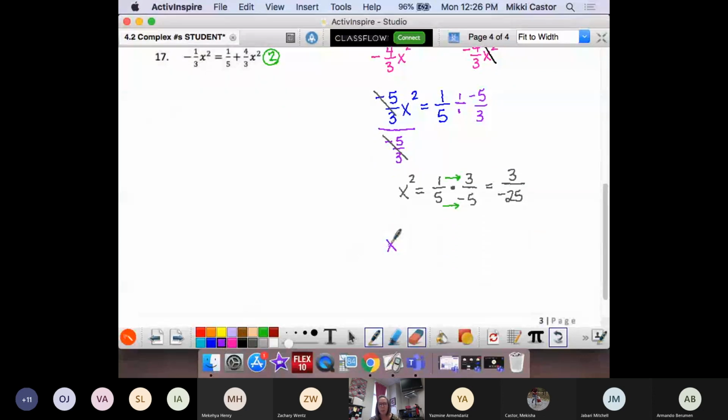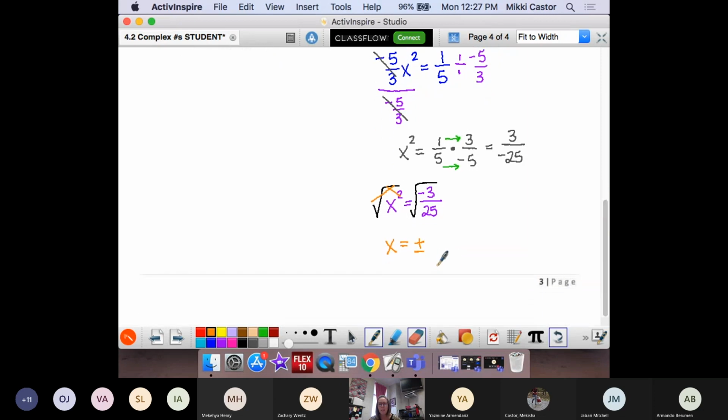So what I have is x squared equals -3/25. You can put the negative on top or on bottom or out in front. I tend to just put my negative on the top when the fraction is negative. I just put the negative on the top. So now that our square is isolated, we're going to take the square root. So square root here, square root here. Over here, the square and the square root cancel each other out, and I'm just left with x equals, got to put our plus minus in front.